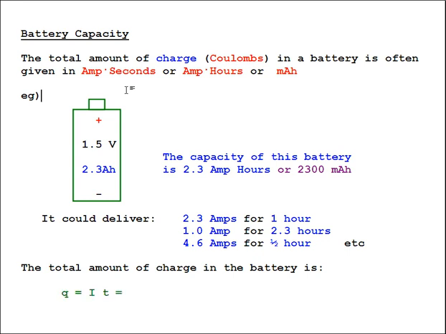So I could just take any one of those I's and T's. I might go 2.3 coulombs per second, 2.3 amps, and then go for 1 hour, 3,600 seconds. I want to make sure I'm working in seconds though if I do this. And I can see that the charge that's available is 8,280 coulombs. Again, it'll be recycled probably many, many times during that hour, but that's the point where the chemistry will be exhausted.